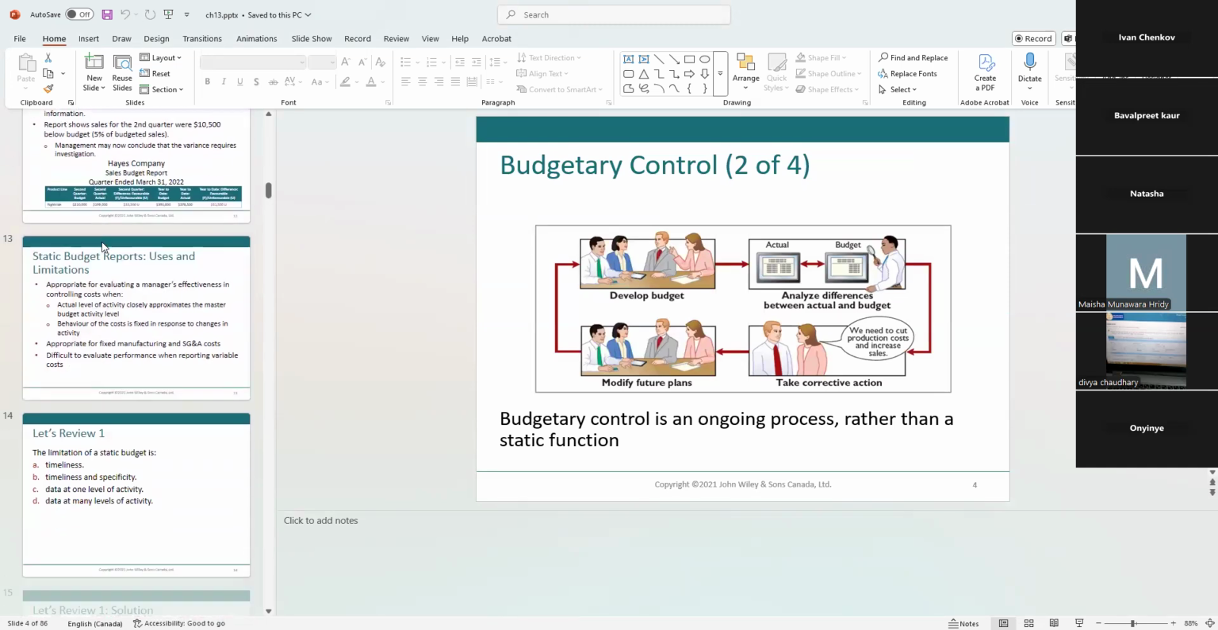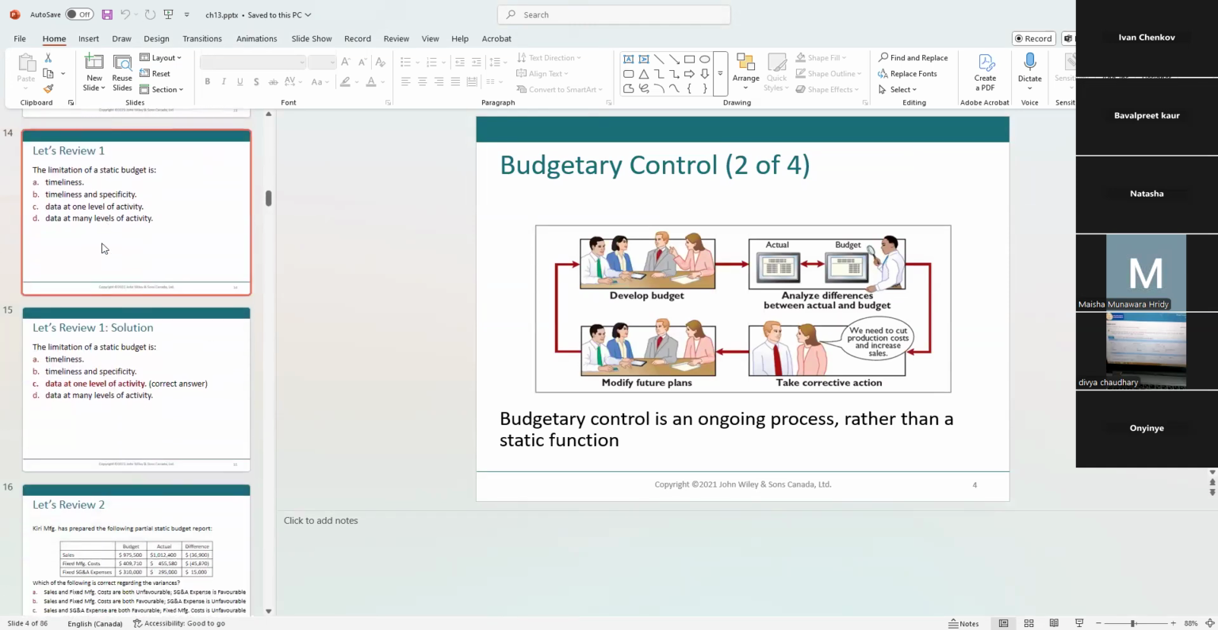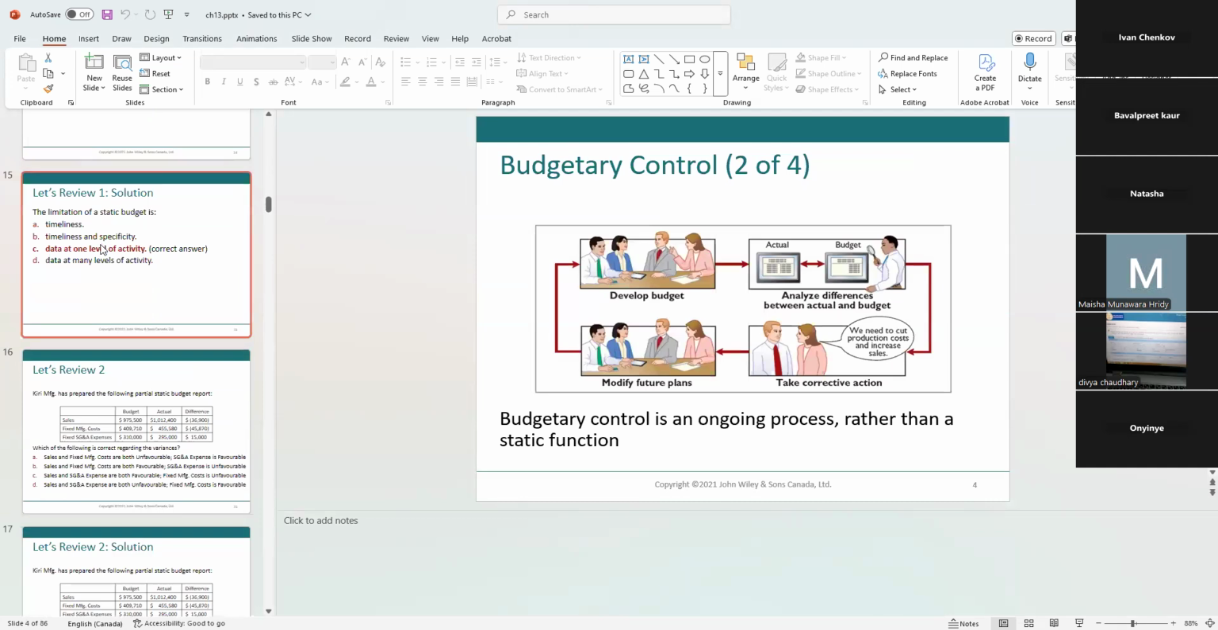The first thing that you have to do is understand how the variable cost and how the fixed cost behave. Variable cost per unit stays the same. In total, it increases with the level of activity, whereas fixed cost in total stays the same, but per unit decreases with the level of activity.